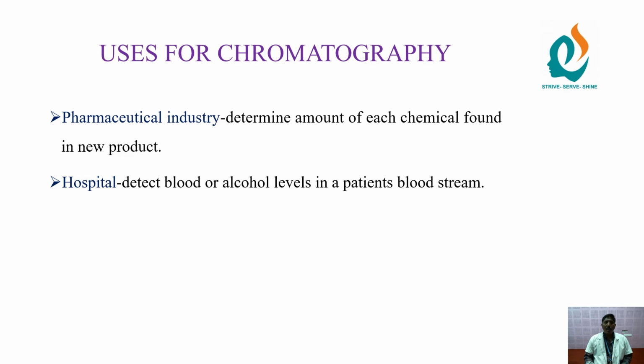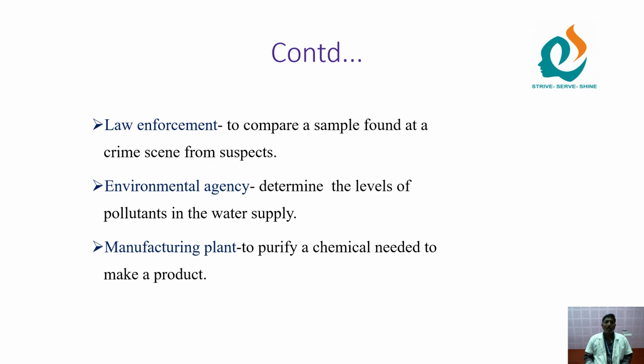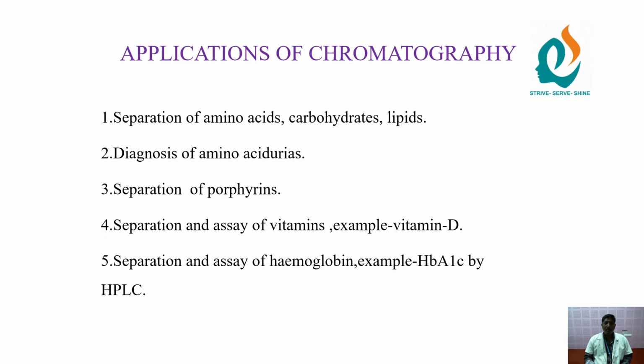Uses of paper chromatography. There are so many uses of paper chromatography. One is the pharmaceutical industry, to determine the amount of each chemical found in a new product. Next, hospitals, to detect blood or alcohol level in a patient's blood serum. Law enforcement, to compare a sample found at a crime scene with that from a suspect. Environmental agencies, to determine the level of pollutants in the water supply. Manufacturing plants also use chromatography to purify a chemical needed to make a product.